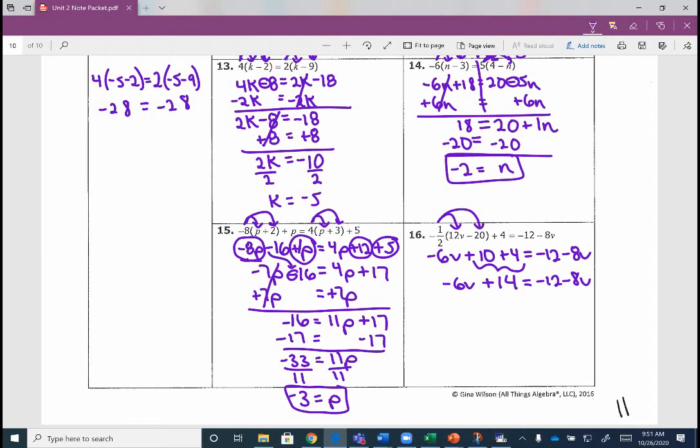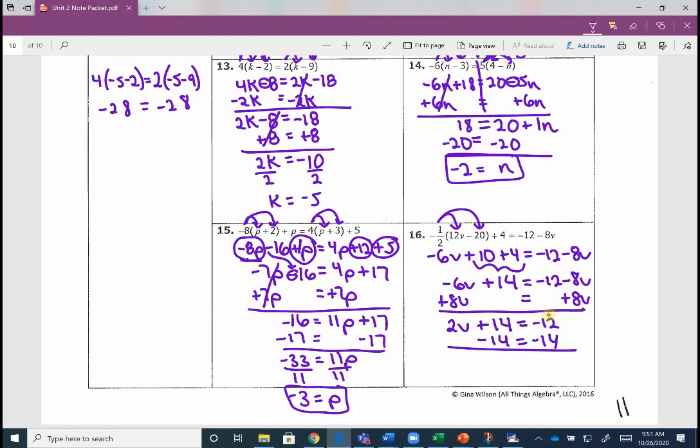On the left side, I get 2v. I still have a plus 14. On the right side, don't forget that that's a negative 12. Now I just have 2 steps left. Let's undo our addition by subtracting the 14. We have a 2v equals negative 26. Make sure you've got both negative signs there. Divide by 2, our v equals negative 13. So go ahead, double check your steps with mine.